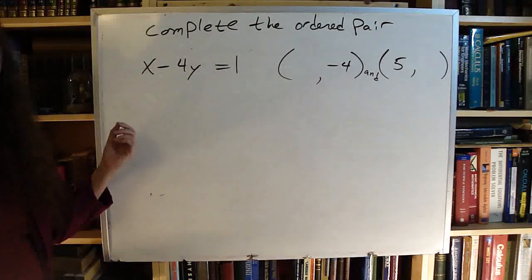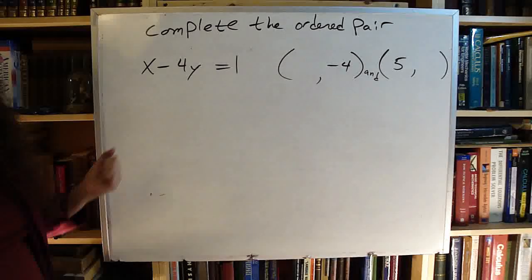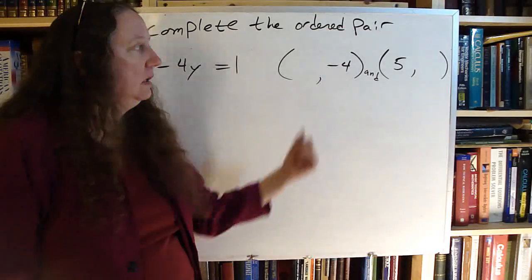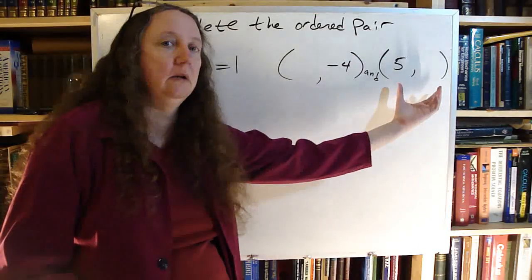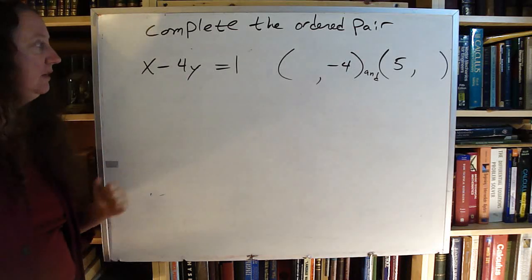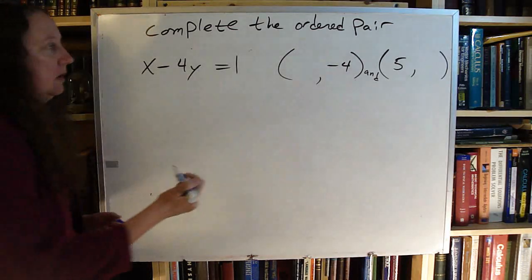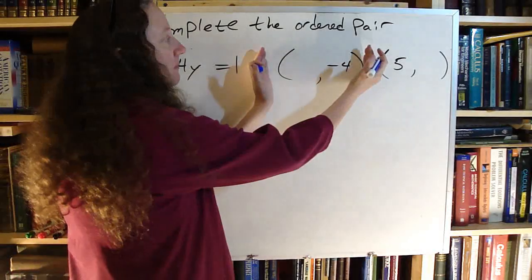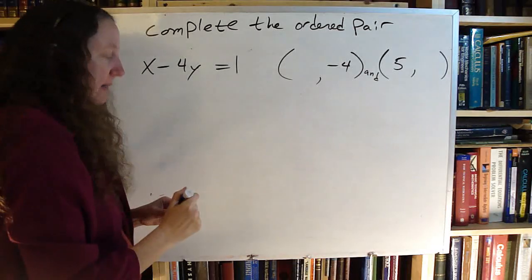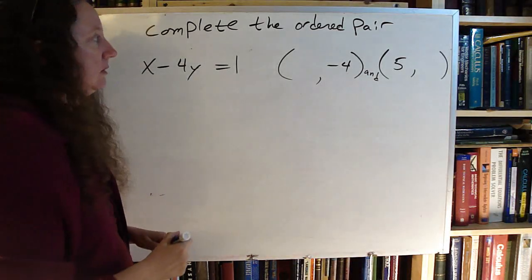We're being asked here to complete the ordered pair so that it is a solution of the given linear equation. So we have a part A and we have part B. And here is our equation: x minus 4y equals 1. So I have to figure out from here, part A, which one is being given to me. Am I being told what x is, or am I being told what y is?